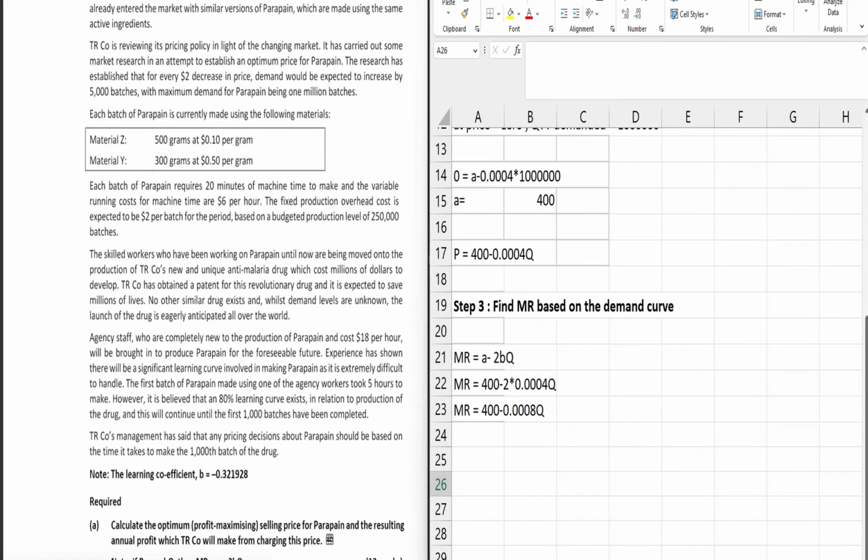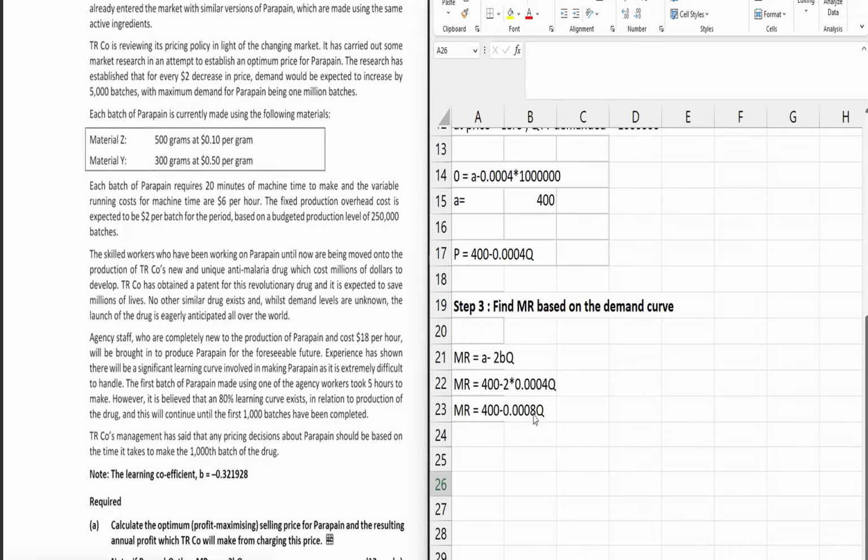Now the next step was to find the marginal revenue. And how can we find the marginal revenue? MR equal to A minus 2BQ. So we already calculated the value of A and B. So now we will just put it here. So now MR will be equal to 400 minus 0.008 Q.